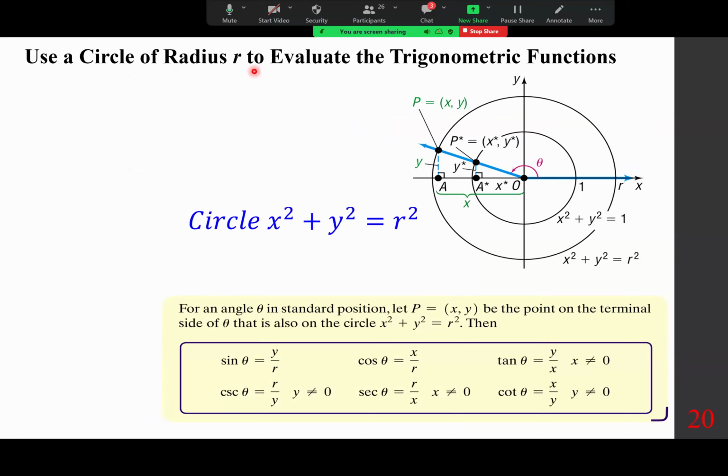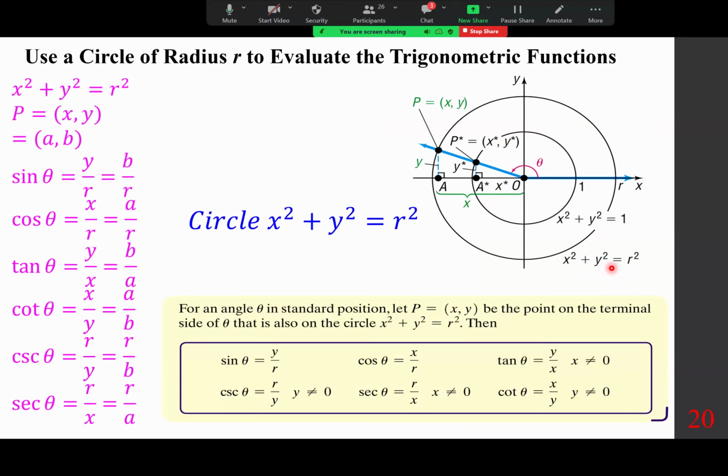Use a circle of radius r to evaluate trigonometric functions. What happens instead of x squared plus y squared equals 1, a unit circle, we use a general case of x squared plus y squared equals r squared. In the case of a unit circle, x and y represent cosine and sine, but if it's x squared plus y squared equals r squared, we have to be a little bit careful in the following manner.